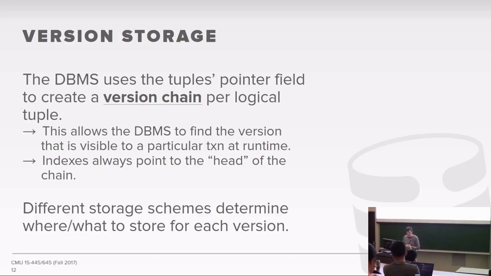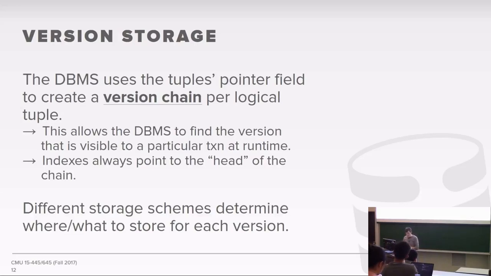And so the way to think about this is that all our indexes now, whether they're the primary key index or the secondary index, are always going to point to the head of the chain. And we're always going to traverse the chain in that one direction. So that's why you only need a single direction linked list. You follow your index, jump to the head of the chain, and then you do your checks as you go along to find the version that's actually visible to you.